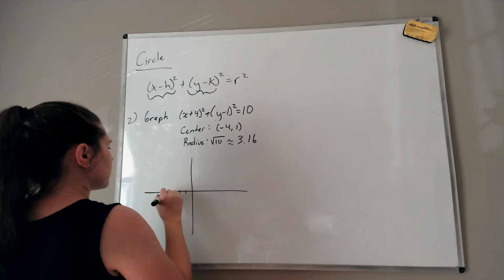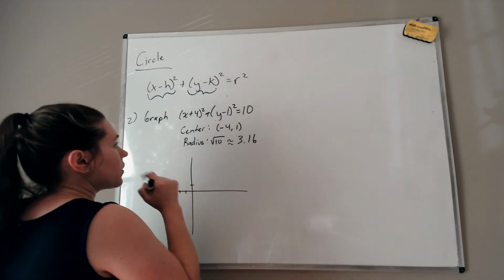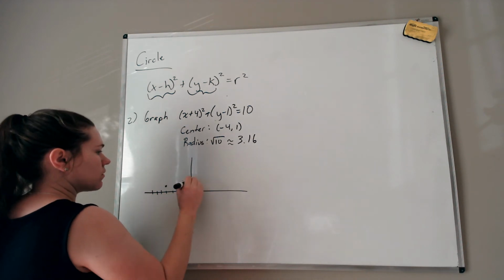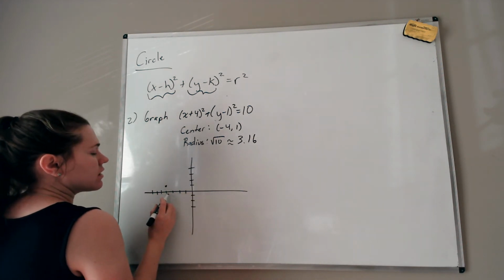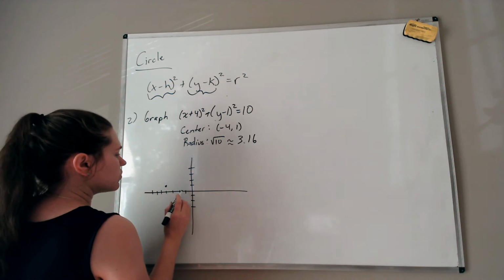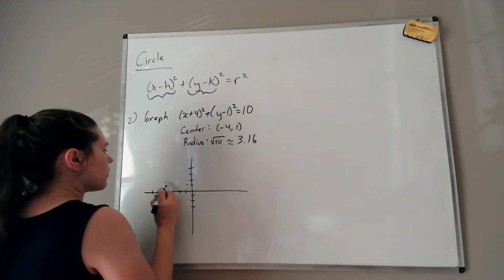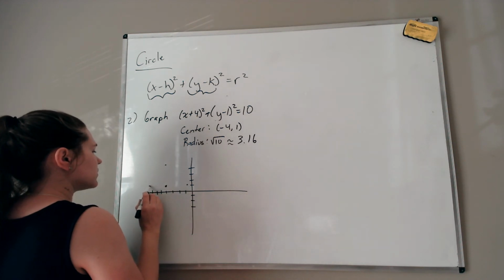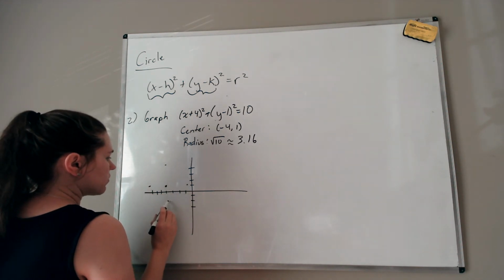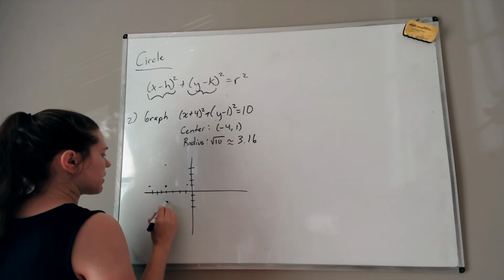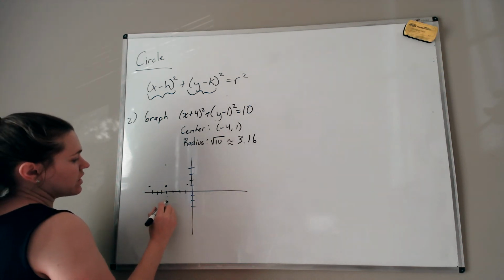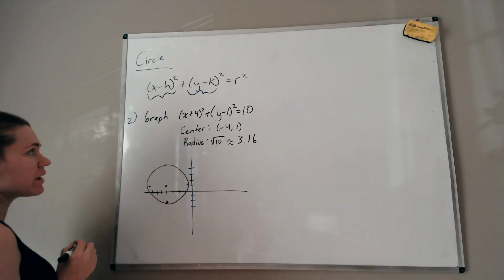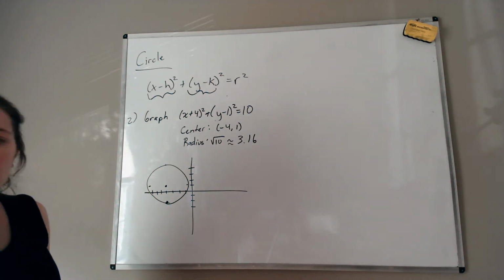1, 2, 3, 4, 1. And we can just go 1, 2, 3, 1, 2, 3. Go to the right by 3.16. Go up 3.16. Left 3.16. Down 3.16. And try your best. I know, look at my increments, they're not great. So how much of a circle is it going to really look like? Not too bad. So just make sure you feel comfortable graphing.